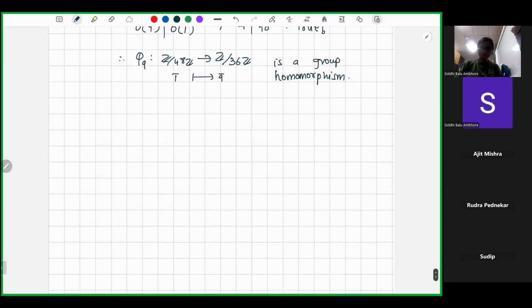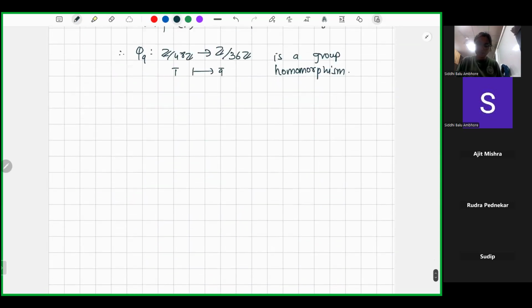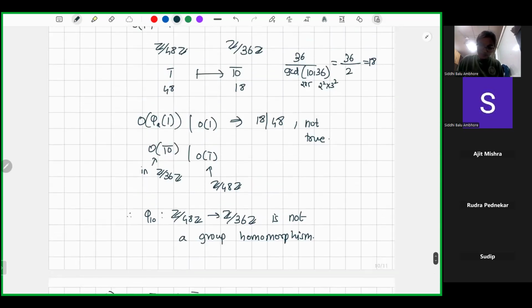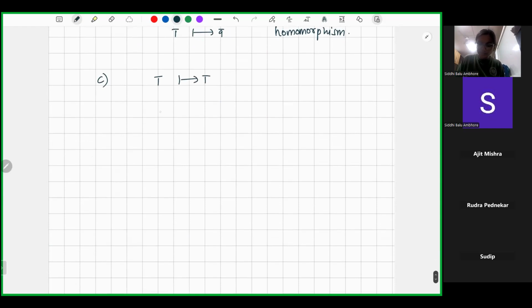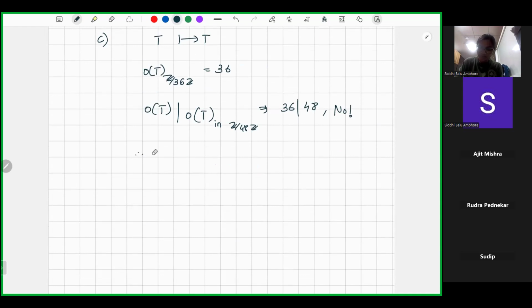Okay. Now C part. So this one is there, this one is not. C is sending 1 bar to 1 bar. This was B part, this was A part here. So I am sending 1 bar to 1 bar. But the order of 1 bar in Z mod 36Z is 36. Okay, so is this true? Does the order of 1 bar divide the order of 1 bar in Z mod 48Z, which is 48? Do we have this? No. Therefore, phi of 1 bar from Z mod 48Z to Z mod 36Z is not a group homomorphism.